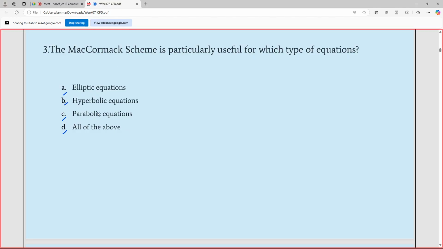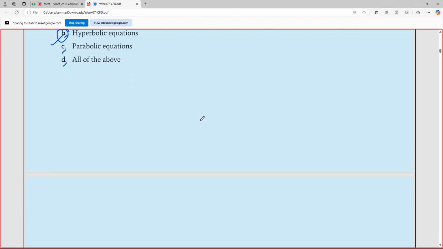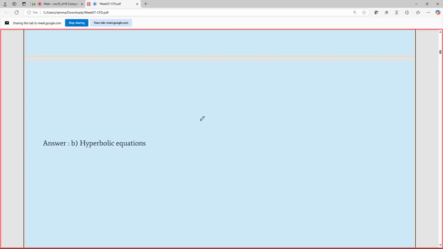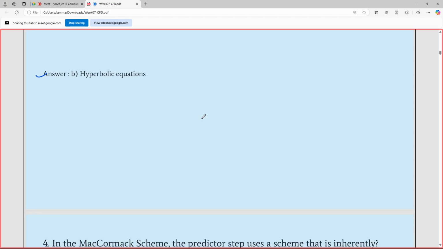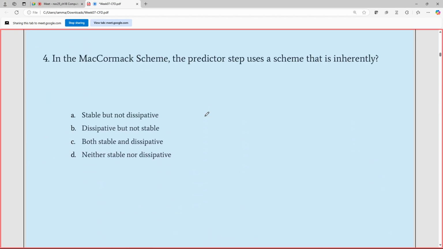Our answer is option B, that is hyperbolic equation. So the McCormack scheme is particularly useful for hyperbolic equations. That is a simple question. Moving on to the next question.